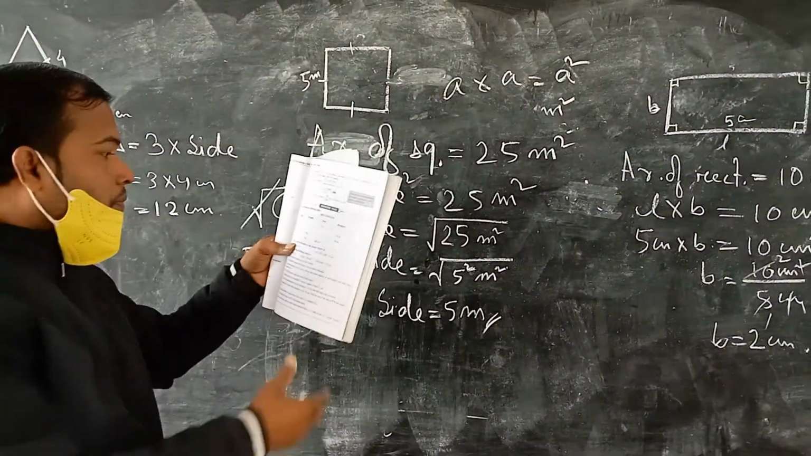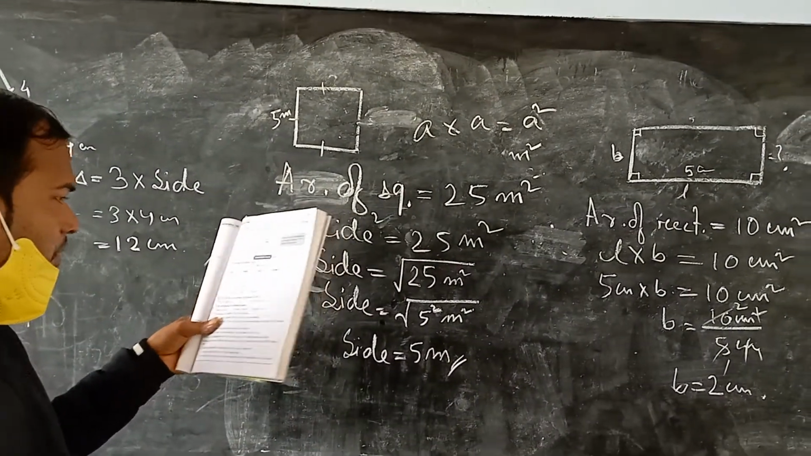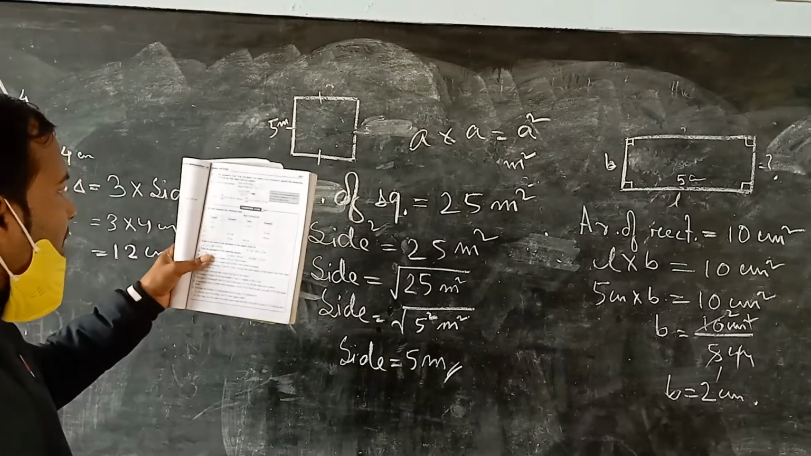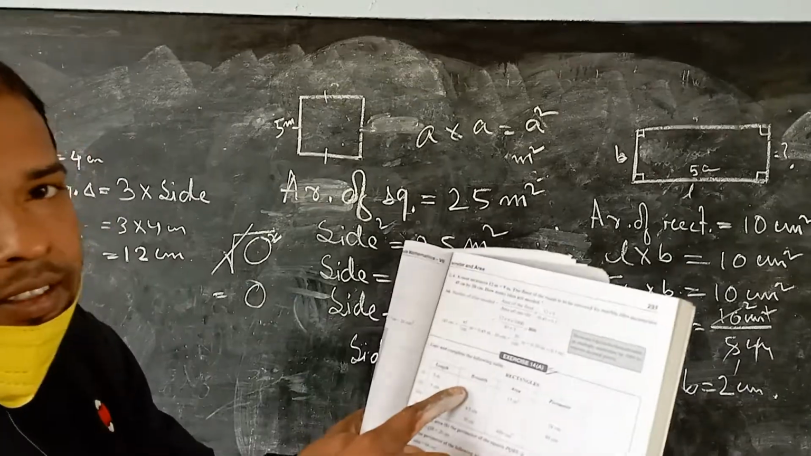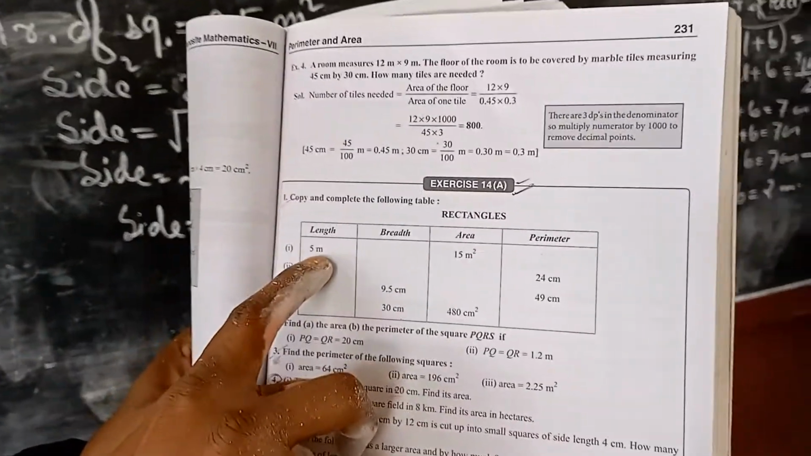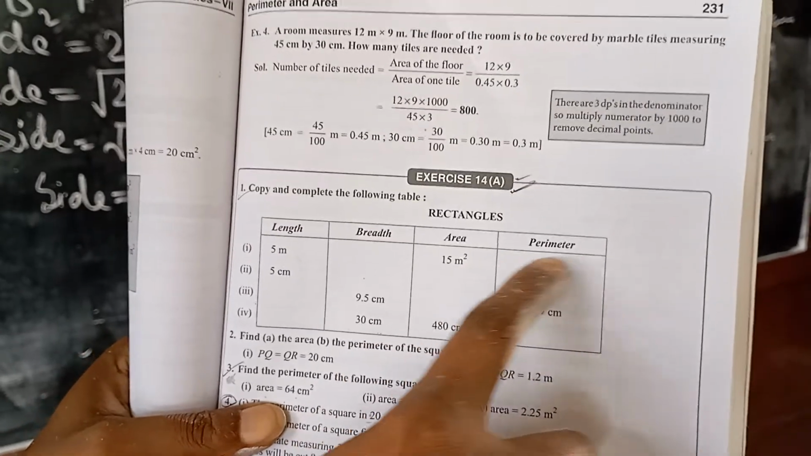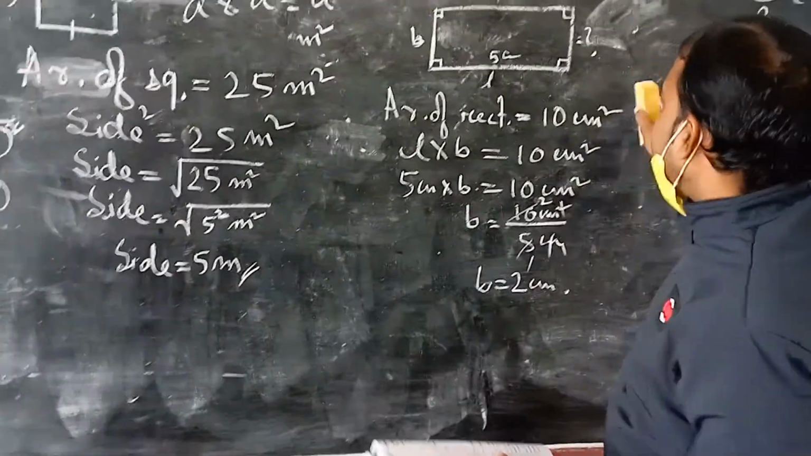Okay, now go to exercise. This one is the book of class 7. Exercise 14a. Length is given. Breadth is not given. See here. Length is given, breadth is not given, and area is given. And perimeter also you have to find. Then what is given? Area is given.